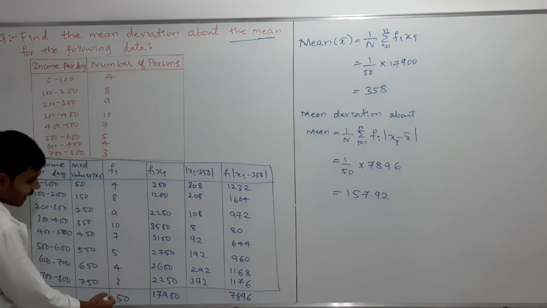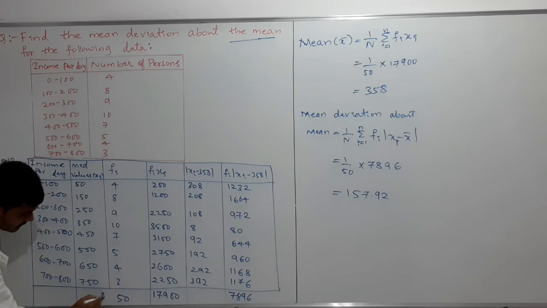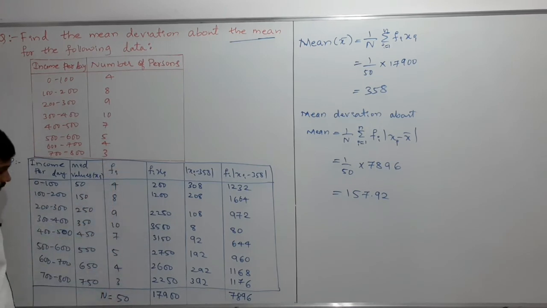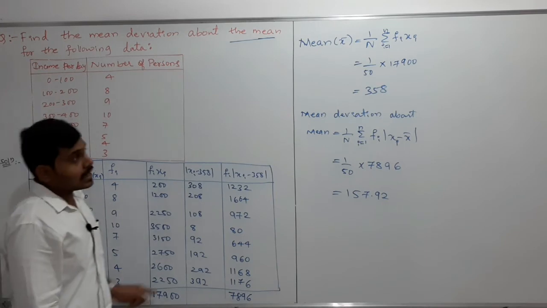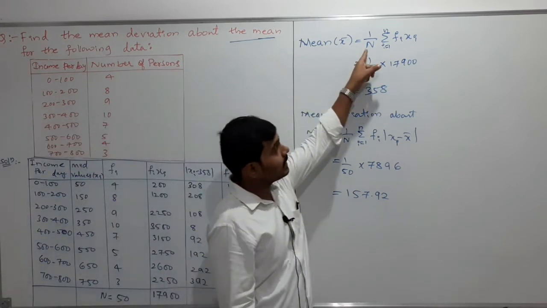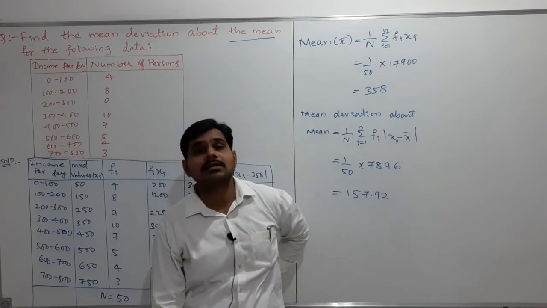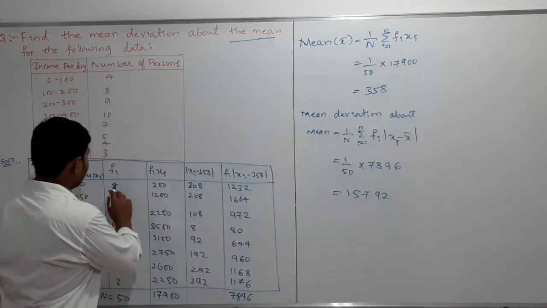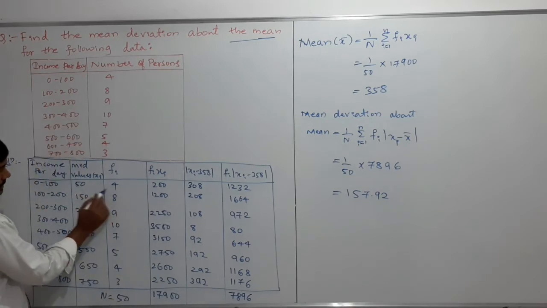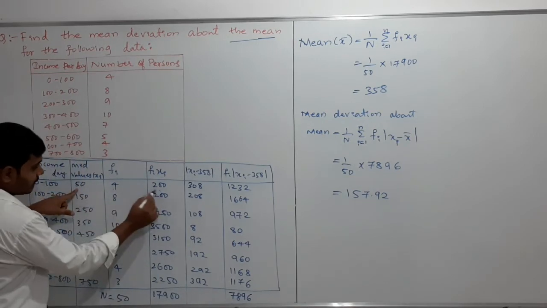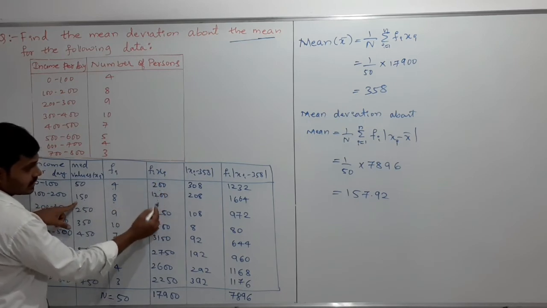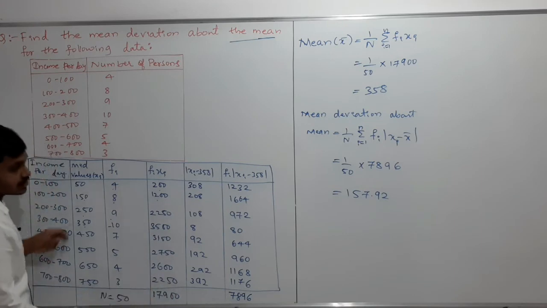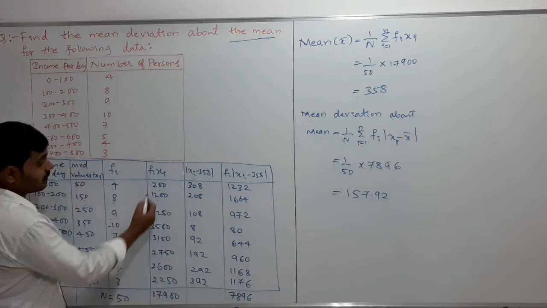So capital N, what is capital N? Capital N is nothing but the sum of all the frequencies, that is 50 here. So to calculate x bar, what is the formula? 1 divided by N, the capital N value I calculated, that is 50, into summation of fi into xi. Fi into xi means frequency into xi, we should multiply this value into this value. You will get this much. And we require the summation of fi into xi.